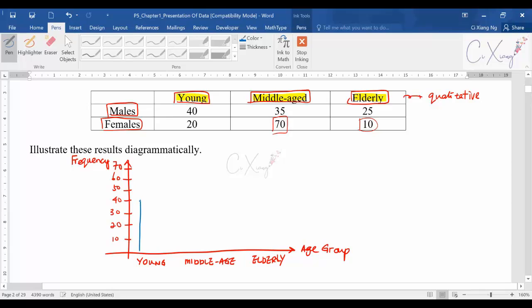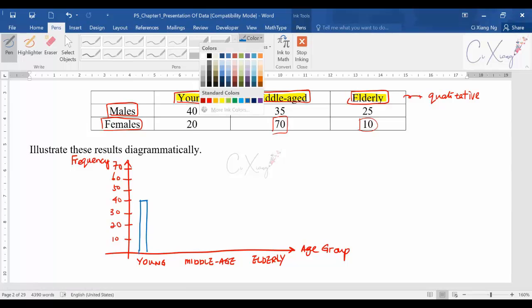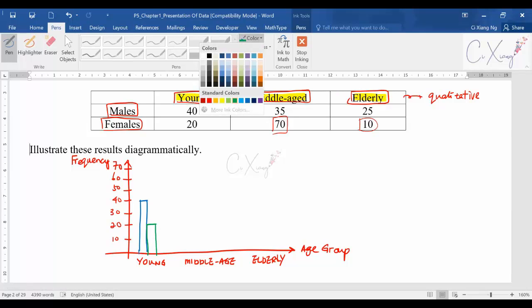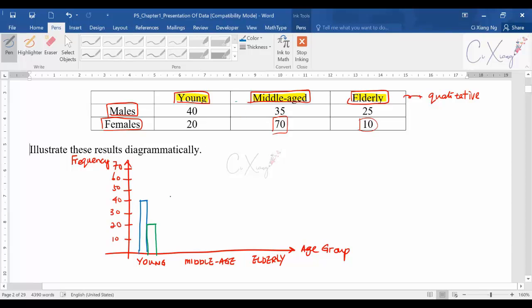Then you just draw the height at 40, and then you draw a bar. For female, I have 20 of them. So for the young group, female 20, maybe I'm using green color. At the height of 20, you draw the bar for young female. Then continue: for the middle age, male is 35, and for female it should be 70, so you draw a high bar at 70.